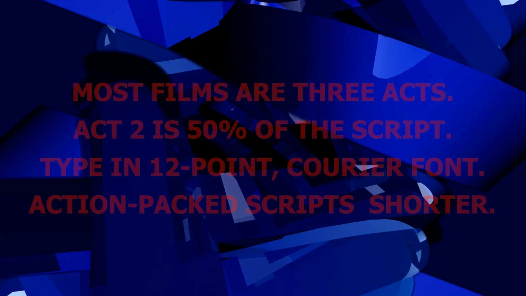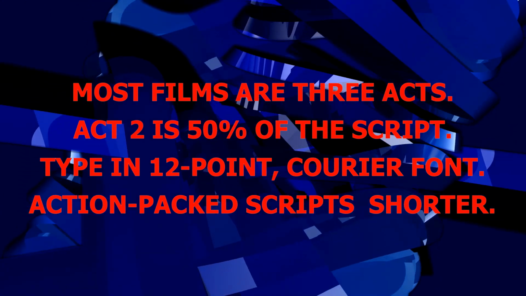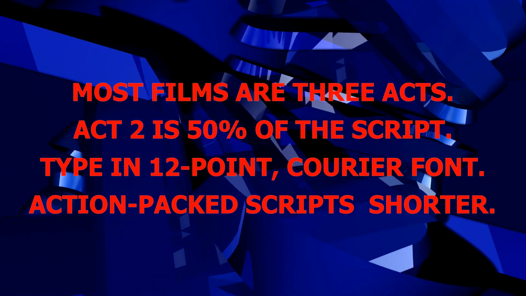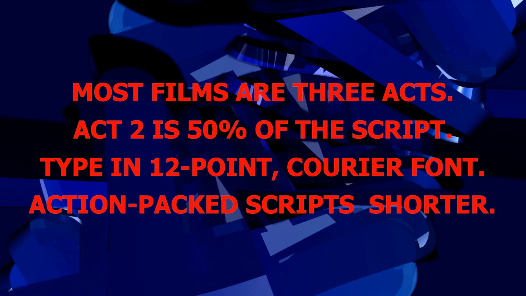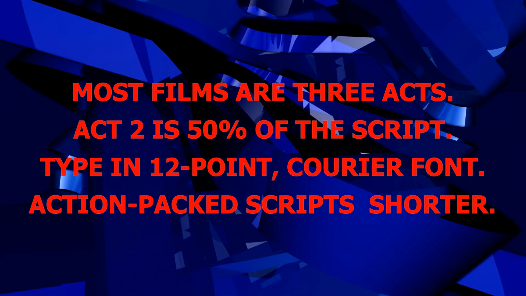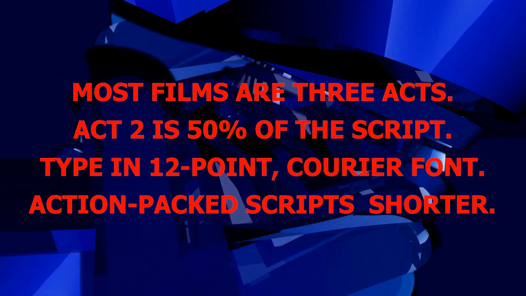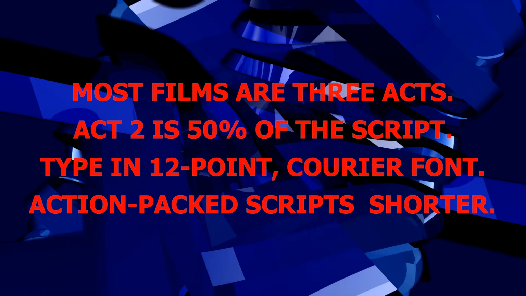What kept you? So let's recap. Most films are divided into 3 acts. Act 2 is twice as long as Act 1 and Act 3. Aim for approximately 104 pages, typed in 12-point Courier font. And remember, action in script takes longer to film than dialogue, and thus you should make your script slightly shorter.